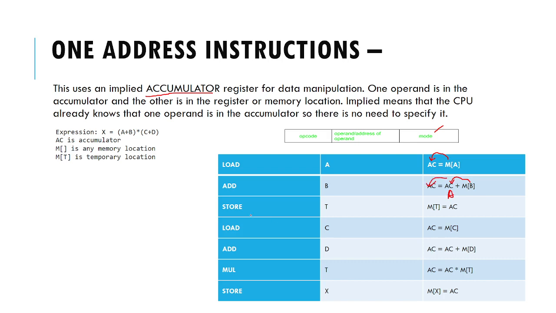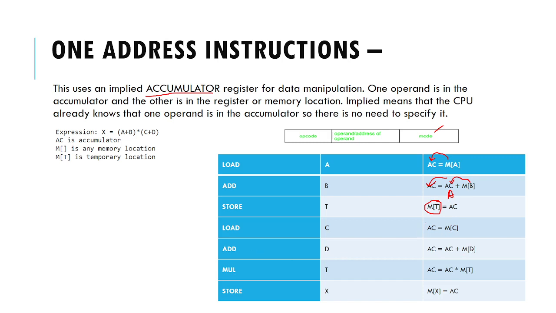Now, next store T. We are storing the result. This addition result is stored inside the accumulator. Now we are storing the result to the temporary register. এখন আমরা কি করতেছি, accumulator এর মধ্যে যেই রেজাল্টটা স্টোর ছিল ওইটাকে আমরা টেম্পোরারি রেজিস্টারের মধ্যে লোড করলাম. নেক্সট, load C. Now we are loading C inside the accumulator and add D.